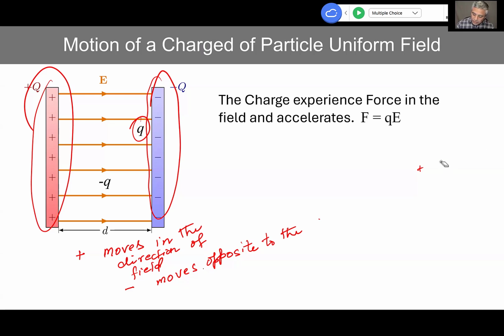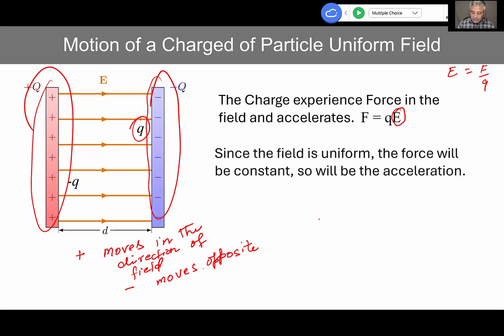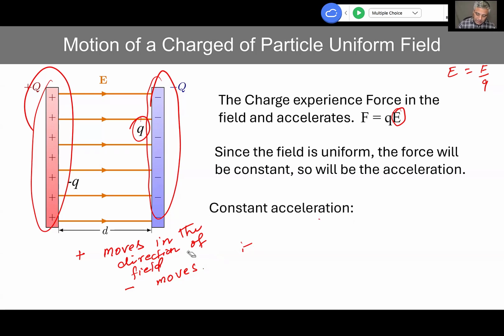Okay, so now when we put a charge in a field, what happens? It experiences a force, and that came basically from the definition of the field. So that means it's going to have acceleration. If the field is constant, the acceleration is going to be constant. But constant acceleration does not mean the velocity is not changing. Velocity is changing, but at a constant rate.